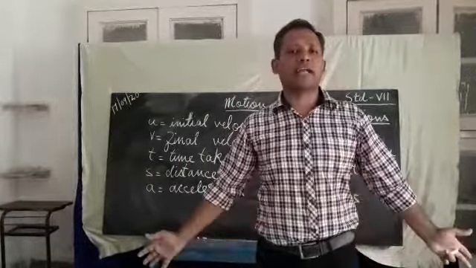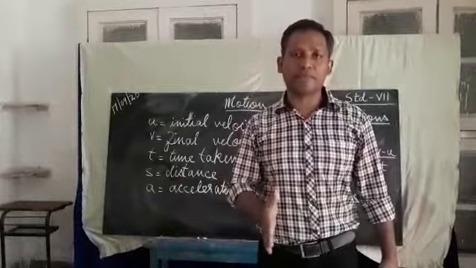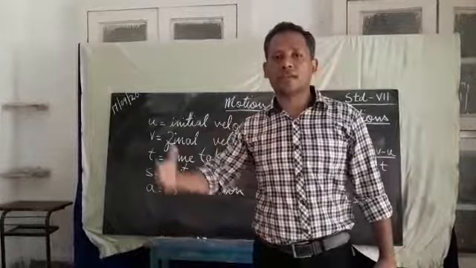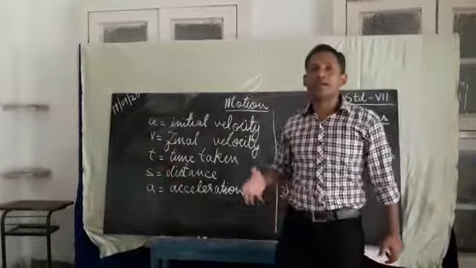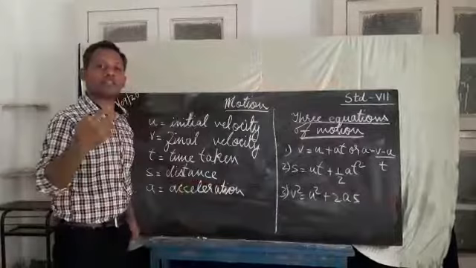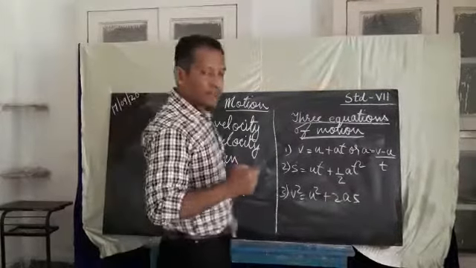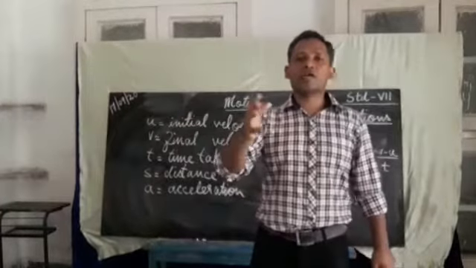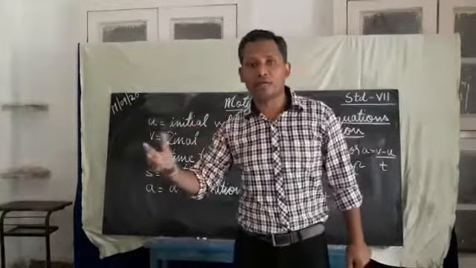For example, when I am standing here, I am not changing my position, I am at the same place. So when I am not changing my position with respect to the surrounding objects, I am said to be at rest. Next, we have two other definitions. One is scalar quantity and one is vector quantity. The definition of scalar quantity is, scalar quantity is a quantity which has magnitude but no direction.